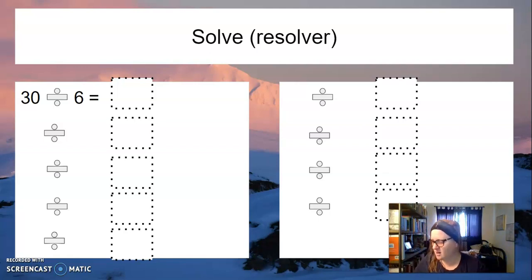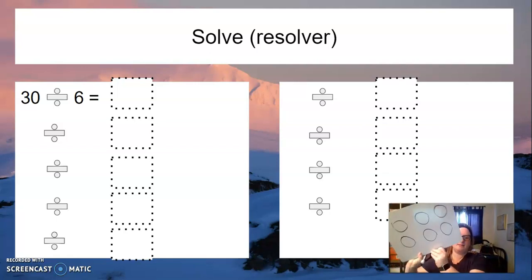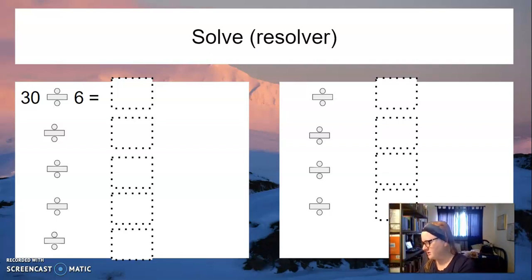And so what you could do on your piece of paper to do any of these problems is you can make 6 groups. Always start with the smaller number, okay? And you're going to make 6 groups. 1, 2, 3, 4, 5, 6, like this, okay? And then I'm just going to count to 30. 1, 2, 3, and so on up to 30.